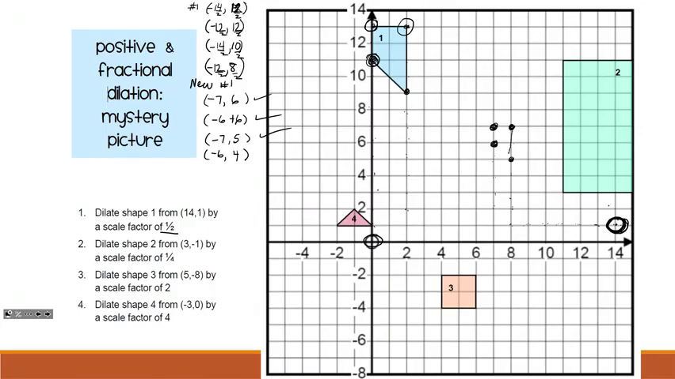Okay, now you're going to hook them all together. And there it is. There's that piece that's been transformed. Okay? Let's do maybe one more. Let's do shape number 4. Shape number 4 is going to have 3 of them.